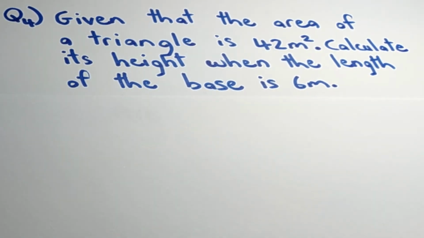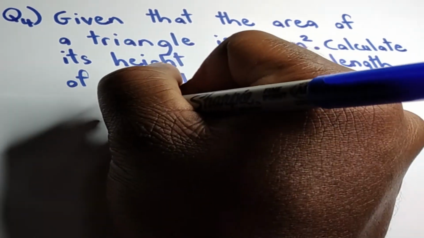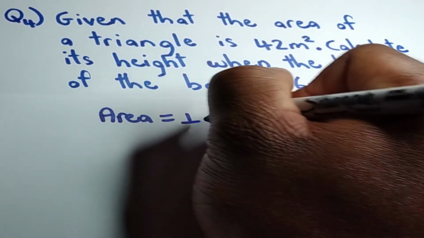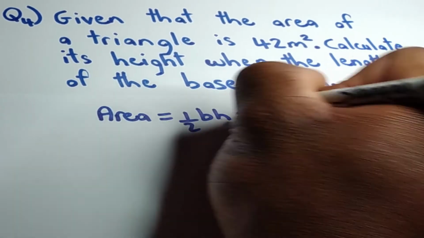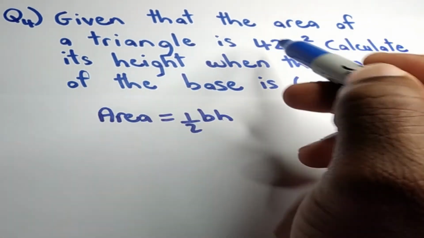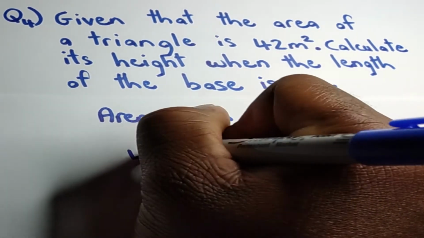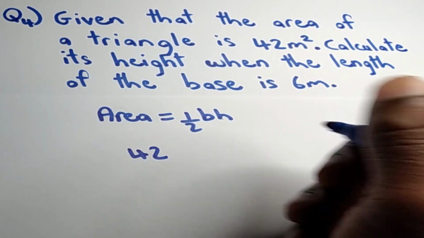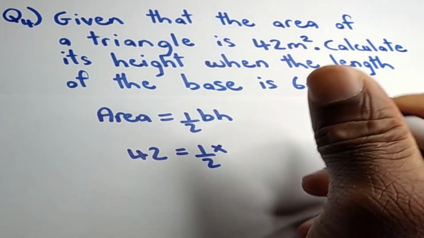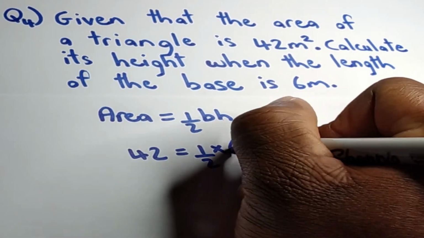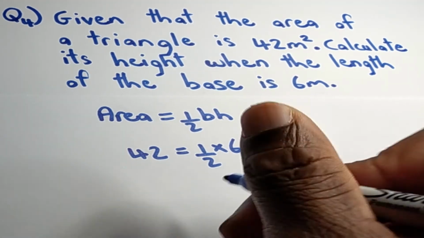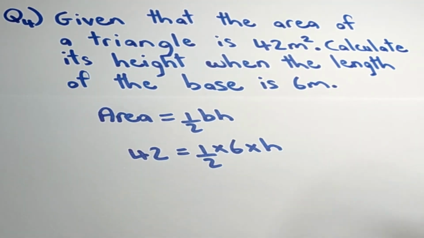Of course, we can do that. Remember, the area of the triangle is equal to half the base times the height. We know what the area is, which is 42 squared meters. It is equal to half the base. We know what the base is: the base is 6, times the height. So all we are required to do now is transpose for h to obtain the height of the triangle.